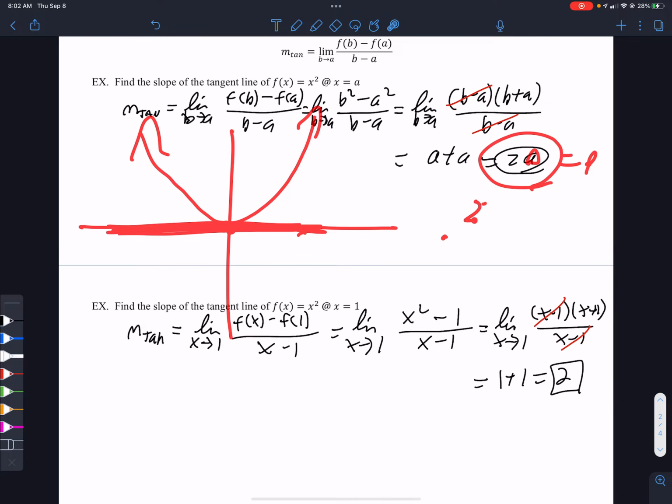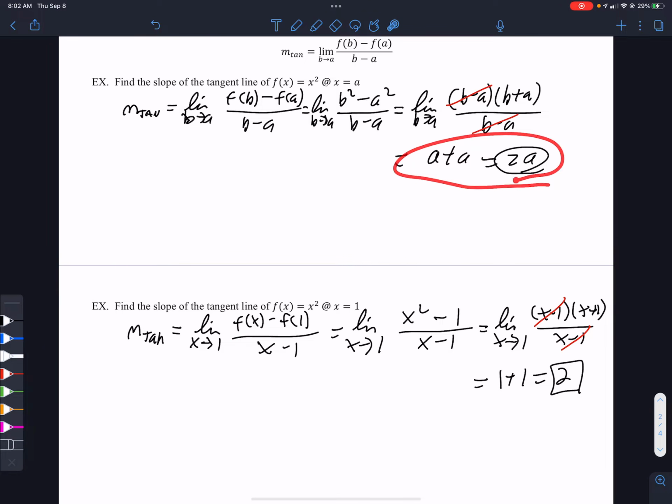Now, suppose you want to do it at 2. If you plug a 2 in, that's a slope of 4. So when you go over to 2, you know the slope at that point. So this one will give you the slope at any point you want on the curve. This one is limited to that very specific spot. So the general is much more helpful. All right?